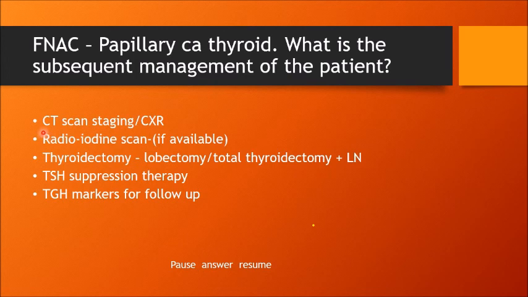The subsequent management of this patient with papillary carcinoma of the thyroid is to do a CT scan to stage the disease. If possible, you may proceed with a radioiodine scan if it is available. Subsequently, you can proceed with a thyroidectomy as the definitive surgery for the papillary carcinoma. It can either be a lobectomy or a total thyroidectomy with lymph node clearance. It all depends on the staging of the papillary carcinoma.